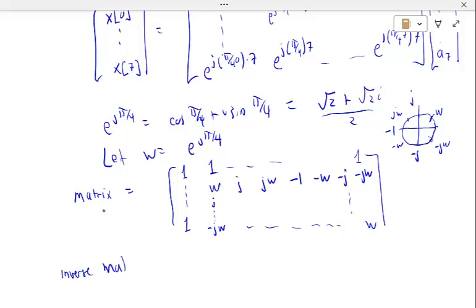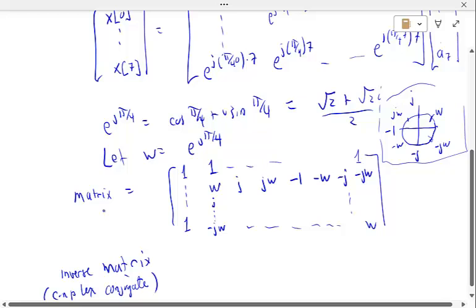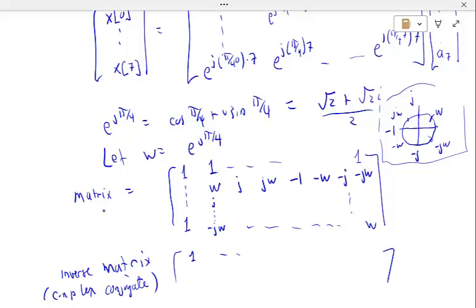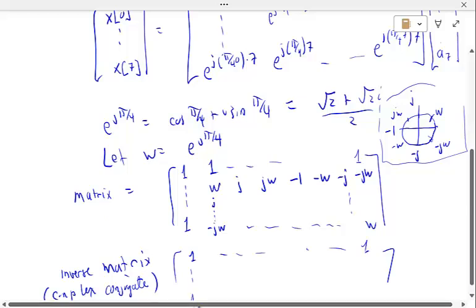Now I think I've been saying something that's not quite right. The inverse matrix is actually the complex conjugate. I said it was the transpose. That's not true. It's the complex conjugate. And you can get the complex conjugates from this picture, right? The complex conjugate is still going to be 1s across the top, 1s down the first row, first column, but the complex conjugate of w is now minus jw.